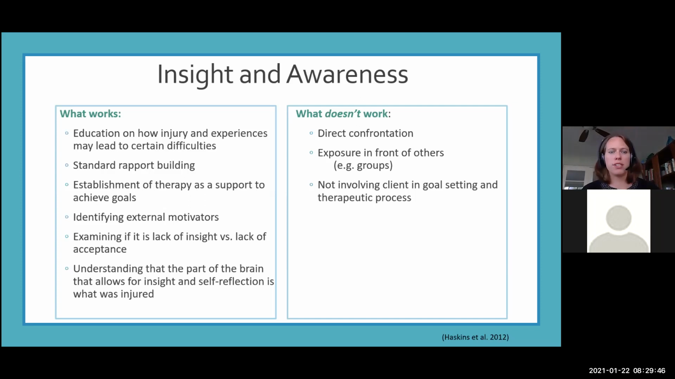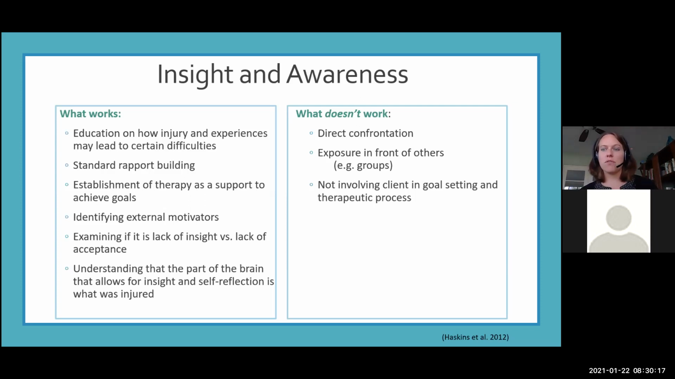Also might be worth examining if it's a lack of insight or a lack of acceptance, depending on the nature of the brain injury or the nature of the deficits experienced. It can be really hard to accept that the brain has changed or that the person might not be able to do things in the way that they used to be able to do them. And so just noting, and again, using that therapeutic alliance to explore that. But in that case, it might just be more using the external motivators, right? If the person's not ready to talk about how they're feeling about it.